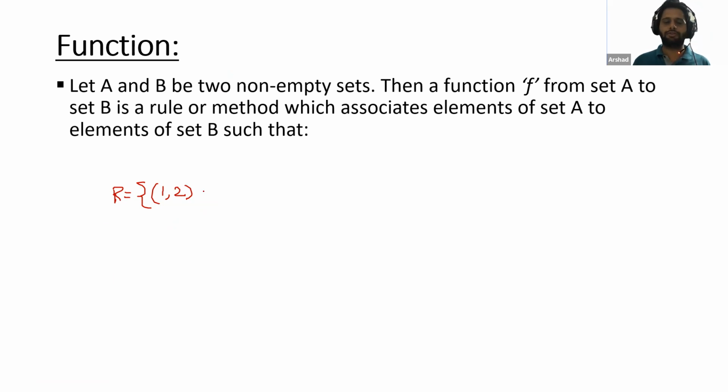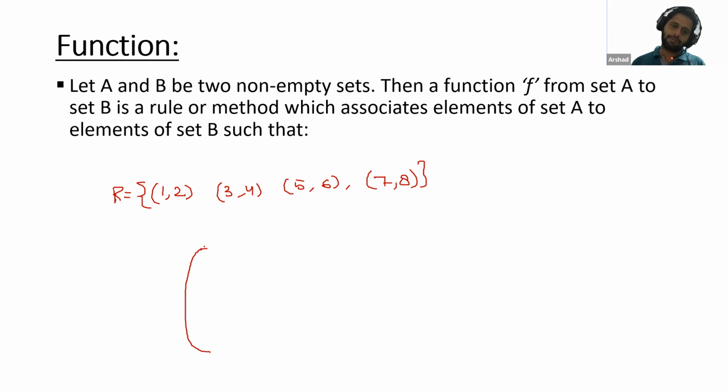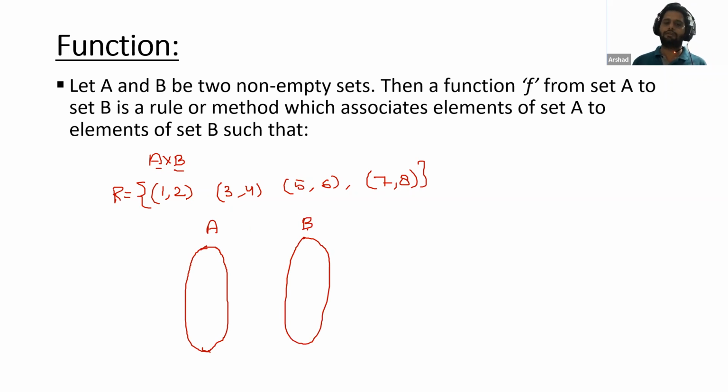Suppose we have this relation: 1 comma 2, 3 comma 4, 5 comma 6, 7 comma 8. Then this relation can also be represented by an arrow diagram. What is the arrow diagram? You already know how we form a relation from the Cartesian product of A and B. So we have two sets, and we can represent these two sets like this. This is set A and this is set B. Okay, this is the arrow diagram.